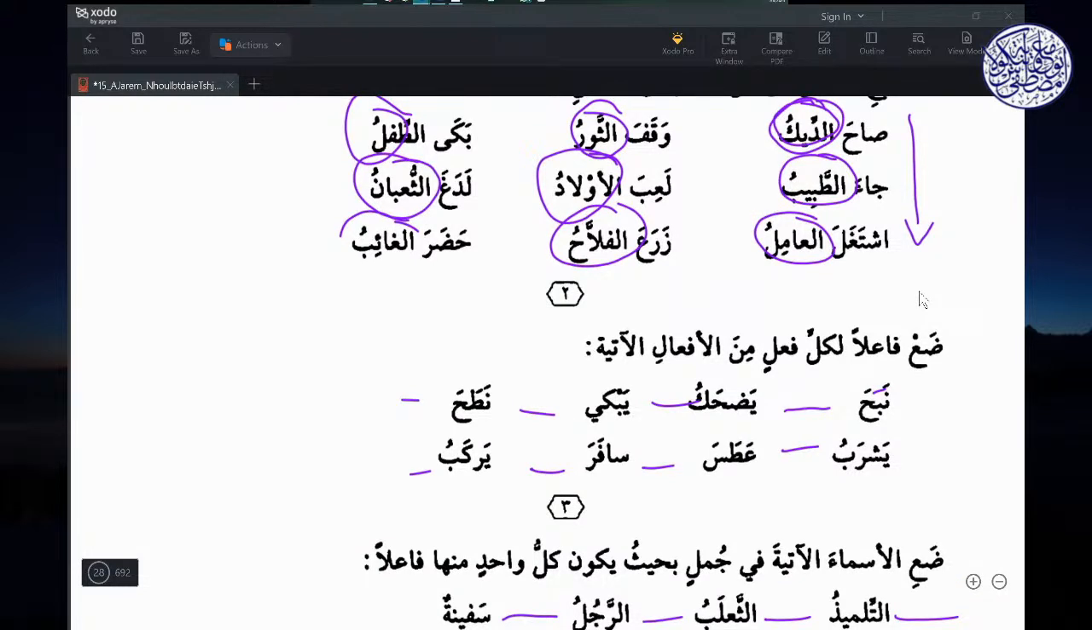So nabaha, as we said, means to bark. So we would say, let me erase this, nabaha al-kalbu. And if we remember, the fa'il is marfu'. Nabaha al-kalbu. The dog barked. Yashrabu al-hisanu. Al-hisanu or al-waladu or al-bint. No, you couldn't say bint because it would be tashrabu.